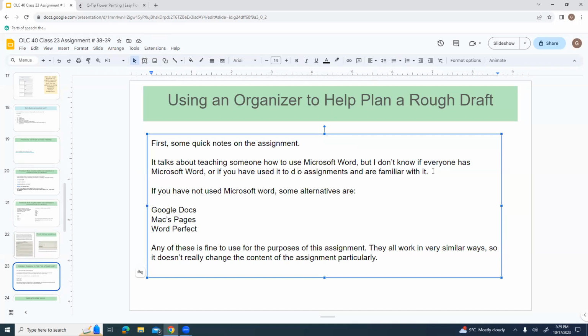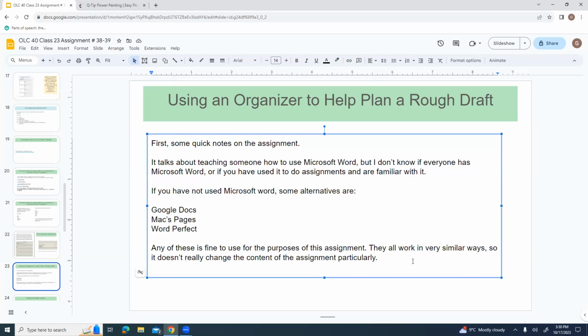Okay, it's talking about teaching somebody how to use Microsoft Word, but I don't really know if everybody out there has Microsoft Word, or if you do have it on the computer, whether you've ever used it to do assignments. Not everybody uses Microsoft Word. And if you're not familiar with it yourself, then obviously it's going to be pretty hard to teach someone else how to use it. So if you have not used Microsoft Word, or you don't have it on your computer, that's fine.